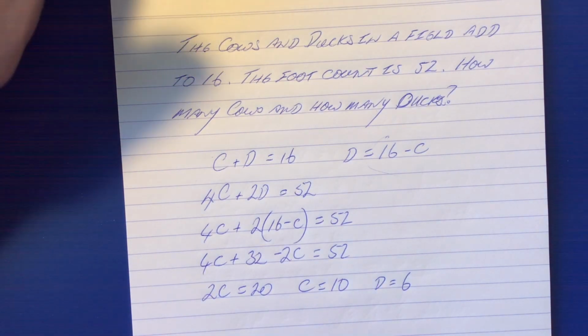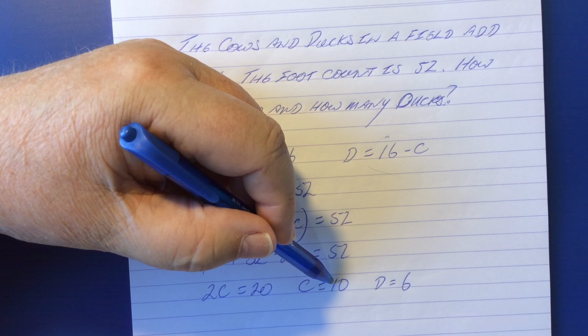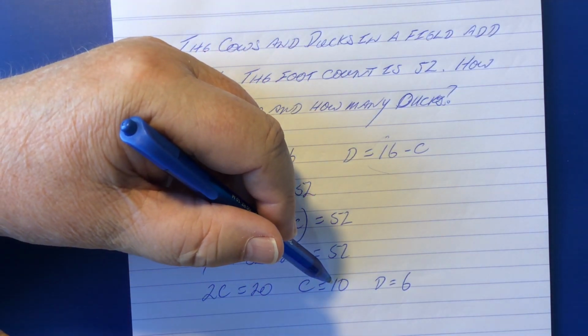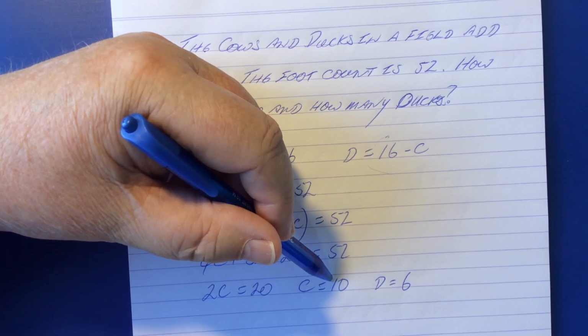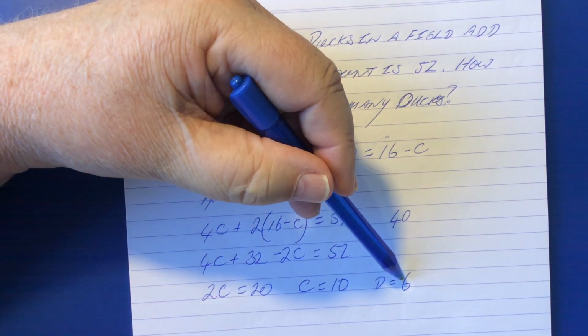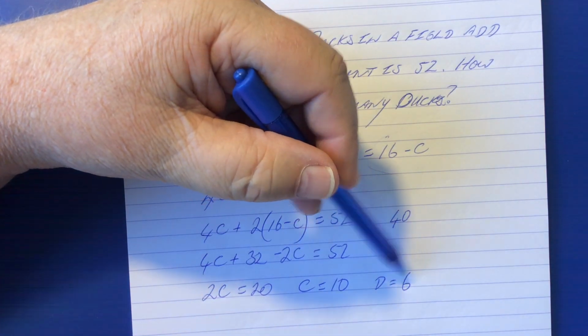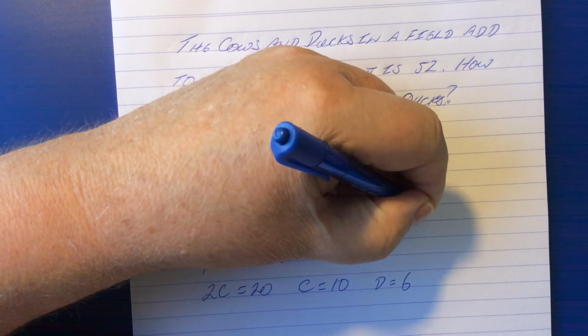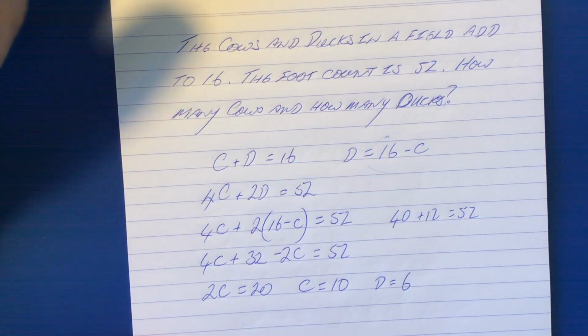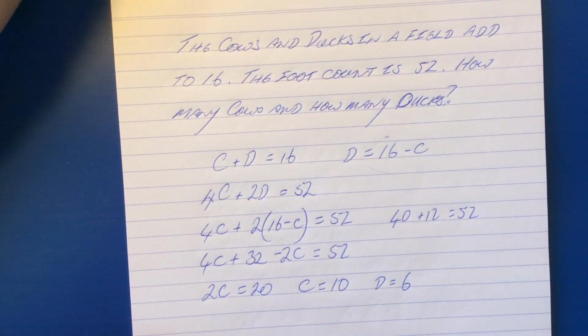Well, let's check that. So if each cow has 4 feet, 4 hooves, then 10 times 4 is 40, and each duck has 2 feet. 6 times 2 is 12. We get 52. We've got 52 feet. That is how this is done.